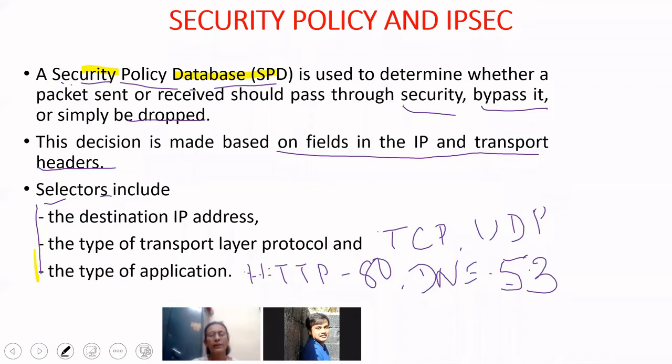If not, or if the security association has expired, we are giving the lifetime of the association. Suppose that has expired, then the IKE protocol is used to establish a security association between the sender and the receiver. So in this way, the security policy database is used to determine whether a packet should pass through security or it should be bypassed or it should be dropped. So it is the security policy database that is used.